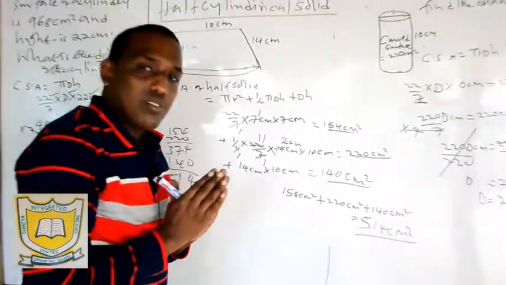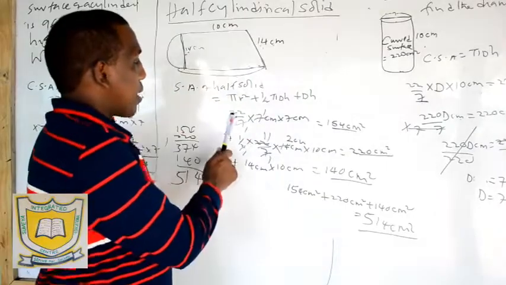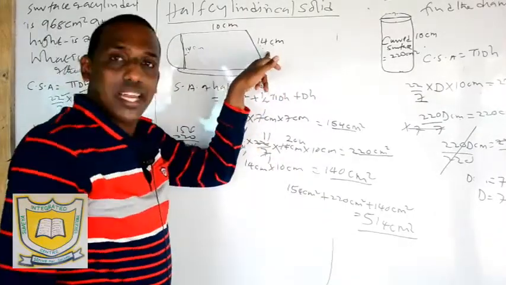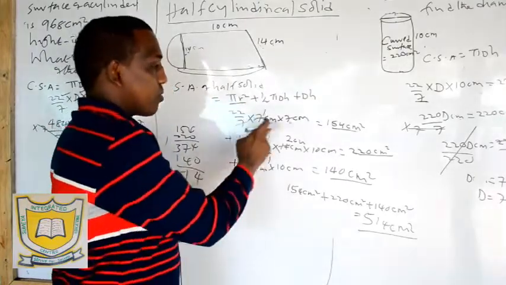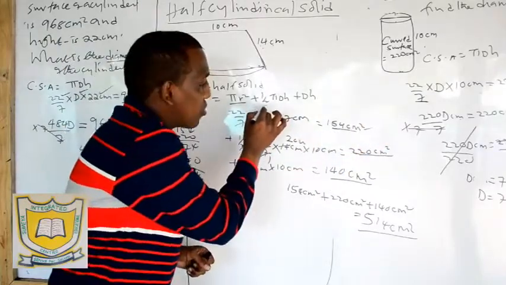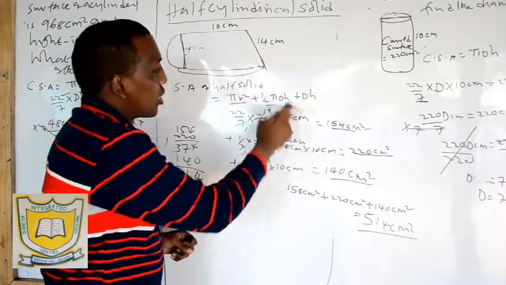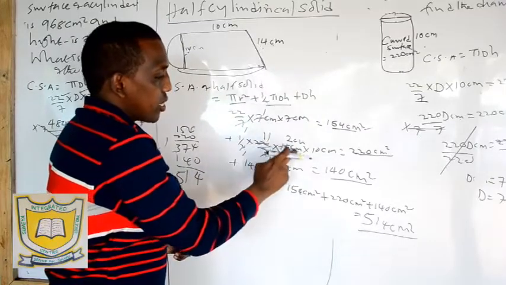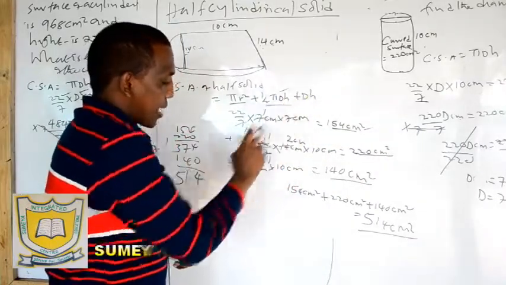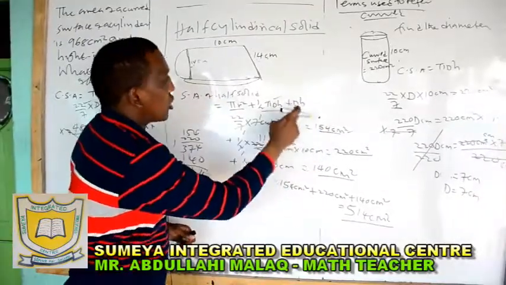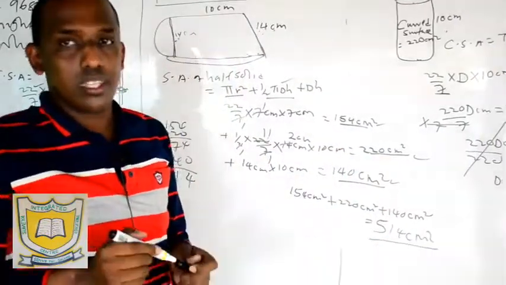So the formula for getting the half solid is πr² plus a half πdh plus dh. We have done the first part of the formula: 22 over 7 times 7 squared gives 154. Let us proceed to the second part: plus a half times 22 over 7, d diameter 14, h height 10. Then the 2s and 7s cancel, and you get 22 times 10, that is 220. The second part of the formula is done. The third part is plus d, diameter 14, times h, 10, which is 140 centimeters squared. Then you add all three and you will get 514 centimeters squared.